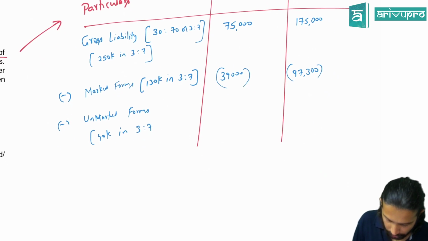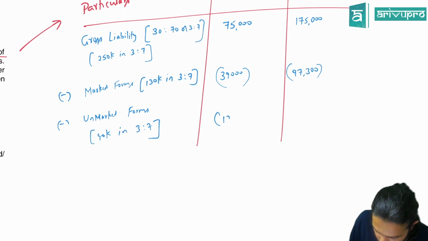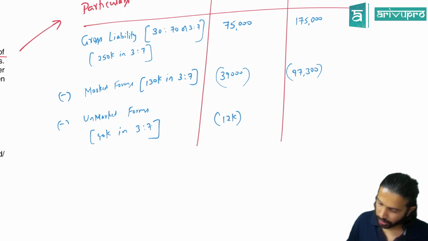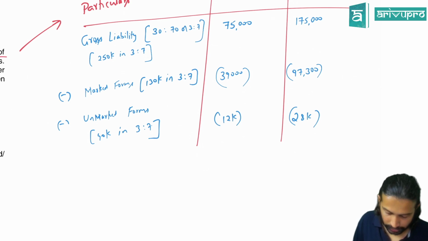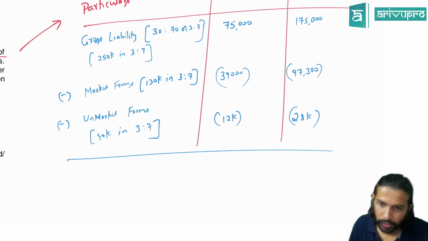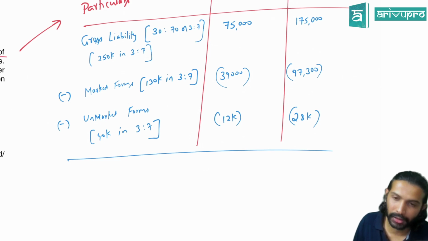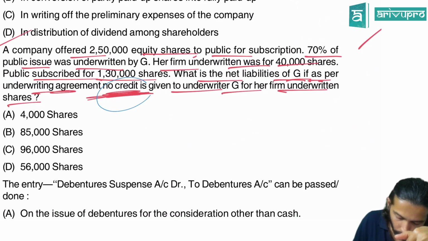Is that okay? So now calculate 40,000 into 30%, how much will it be? 12,000. 40,000 into 70%, how much? 28,000. Yes, you deducted this also. Firm underwriting, will we deduct again? No. Firm underwriting only, we are treating it as unmarked applications here. Why? Clearly in the problem they told credit should not be given.